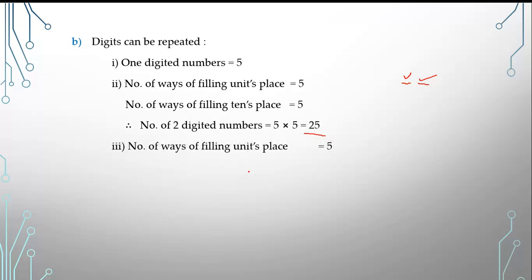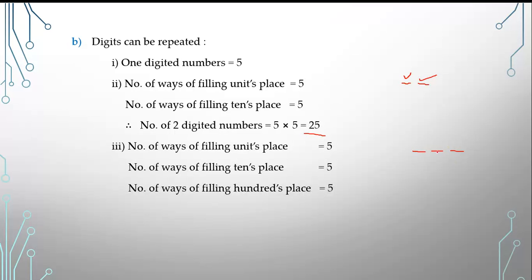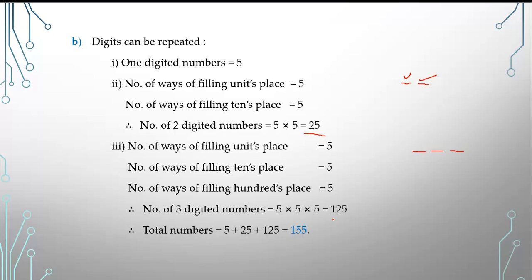Now to make the 3 digit number. If we want to create the 3 digit number, for the unit place, how many options do we have? 5. For the second, again we have 5. For the third one, again we have 5, because digits are repeated here, right? So the total number of ways is 125. Now either this one or this one or this one. We have to use the sum rule here, so in total 155 ways to make the numbers, right?